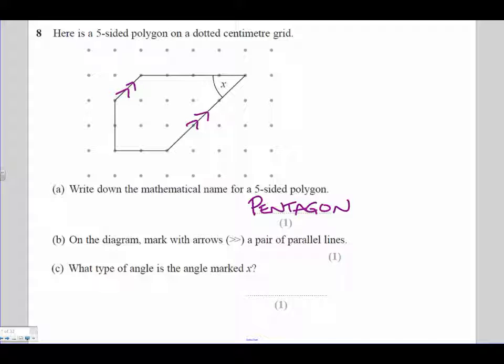Finally, part C, what type of angle is marked with an X? So X is what we call an acute angle. It's less than 90 degrees and more than 0. And again, that's 1 mark for the word acute.